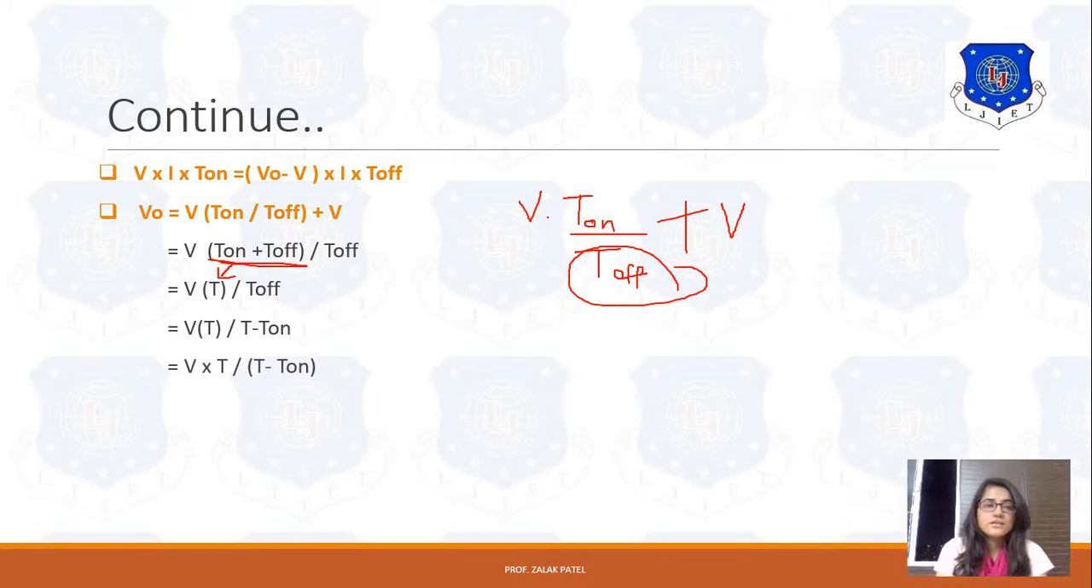So it is like this if we rewrite this, and if we take T as a common, then 1 minus T on time divided by T, meaning we divide the equation by T, so T by T means 1 minus T on by T. Now this T on by T means on time upon total time. On time divided by total time is nothing but the duty cycle, so it can be written as V upon 1 minus D. D is nothing but the duty cycle period or duty cycle factor. So this is the final output voltage equation.